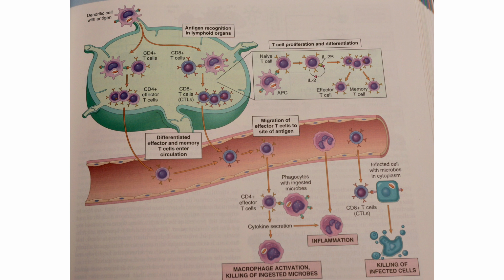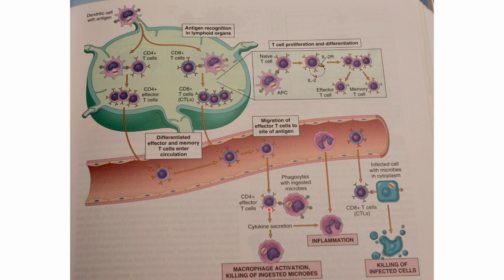This is a schematic of this process. Again, you have the dendritic cell with the antigen. The antigen recognition occurs in the lymphoid organ, which is here, with the CD4 T cells, which produce CD4 effector T cells. These migrate into the circulatory system. There are also CD8 T cells, which stimulate CD8 T cells here through this interaction. And these effector T cells migrate to the site of the antigen.